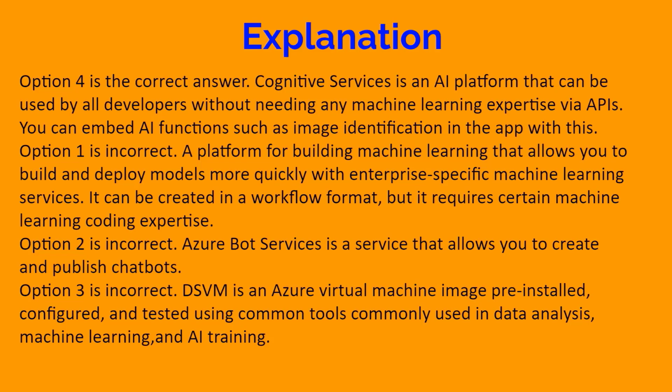Explanation. Option 4 is the correct answer. Cognitive Services is an AI platform that can be used by all developers without needing any machine learning expertise via API. You can embed AI functions such as image identification in the app with this. Option 1 is incorrect. It is a platform for building machine learning that allows you to build and deploy models more quickly with enterprise-specific machine learning services. It can be created in a workflow format, but it requires certain machine learning coding expertise.